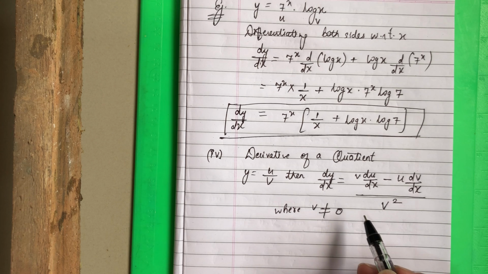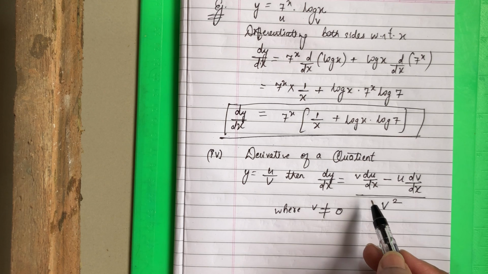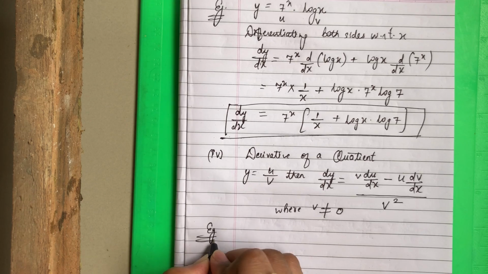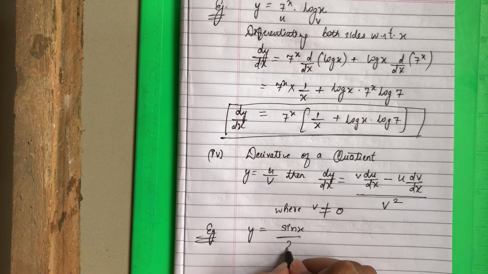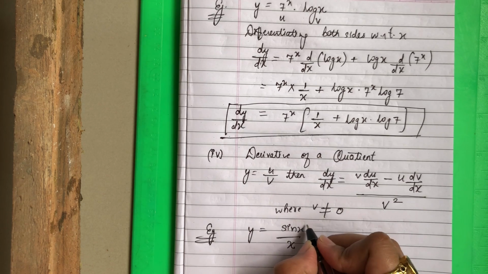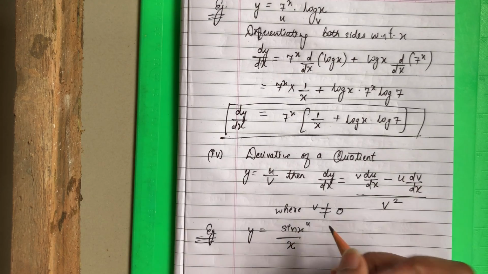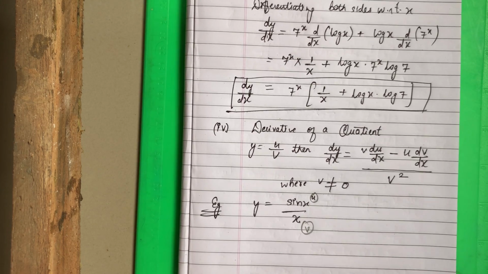The formula for the quotient rule is dy by dx is equal to v du by dx minus u dv by dx upon v square. So taking an example, y is equal to sin x upon x. Take the numerator as u and the denominator as v. Okay, I am writing this with a pencil so that you can remember that this is not the question, this is what we have considered as u and v.